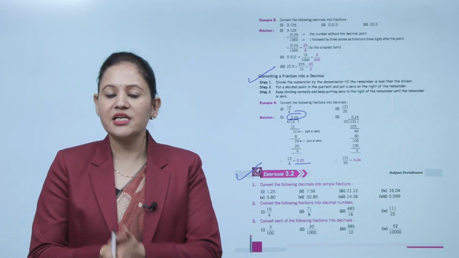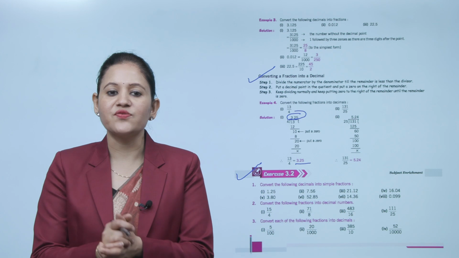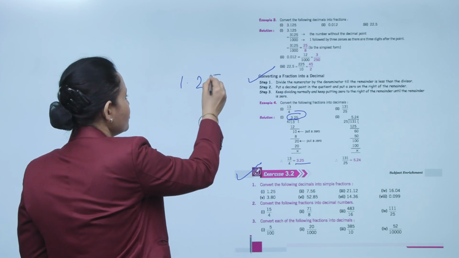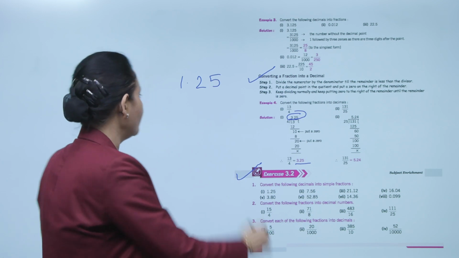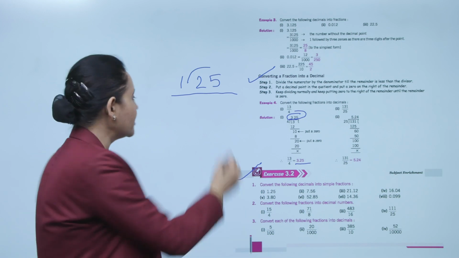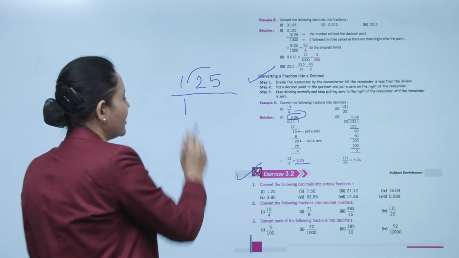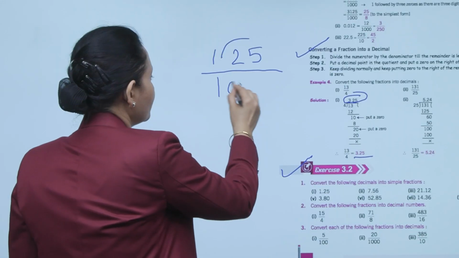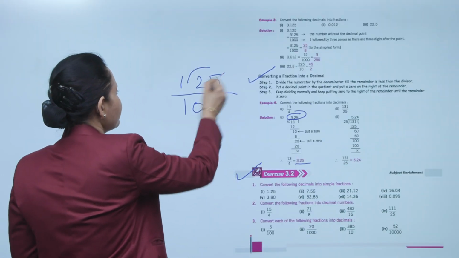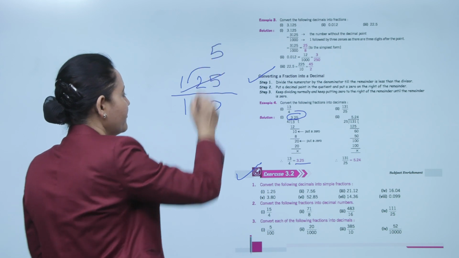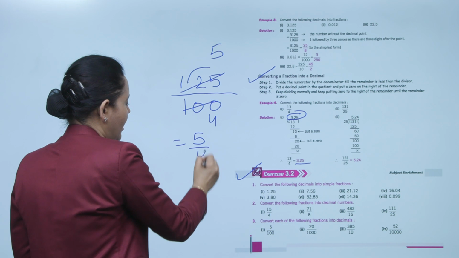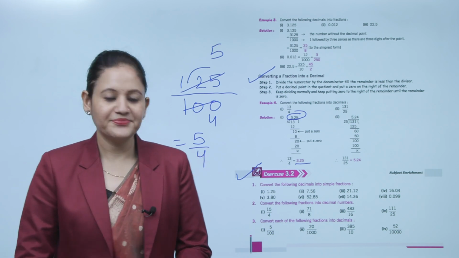Convert the following decimals into simple fractions. First is 1.25. So what will we do? We'll remove the decimal. After the decimal there are 2 digits, 2 and 5. So after 1 we'll put 2 zeros. So 125 upon 100. Now we'll change it into simplest form. So 5 and 4. So 5 by 4, that is our answer. Clear?